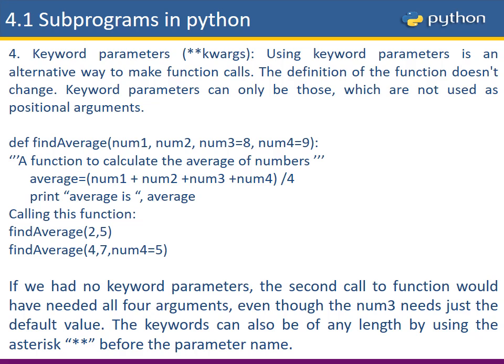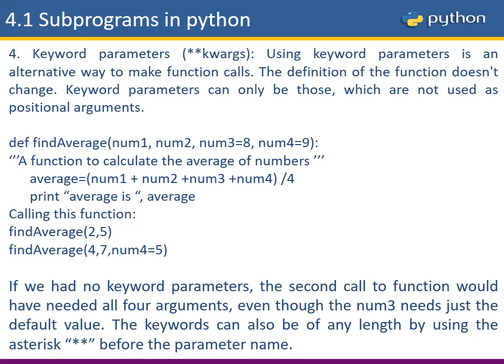This one is more similar to a default parameter, because we are provided with num3 to be 8, num4 to be 9. And we have a function to calculate the average of the numbers, then print average. So calling this function, we have find average 2 5 and find average 4 7.